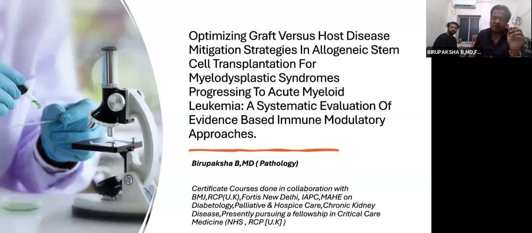It's optimizing graft versus host disease mitigation. How to reduce GVHD in allogenic stem cell transplant. See, there are plenty of transplants that go on. We take on plenty of transplants. One is allogenic, one is autologous. We take xenografts, though it's a very small subset. We take isografts if you are very lucky. But this is one particular part, allogenic stem cell transplantation, which we often perform.